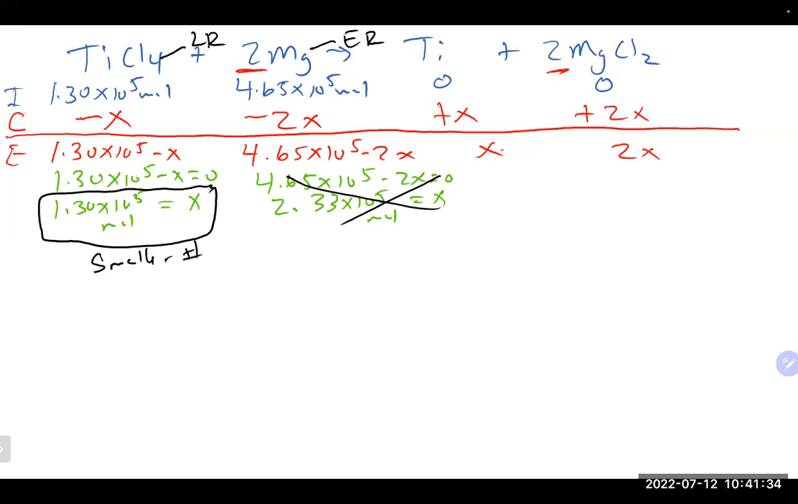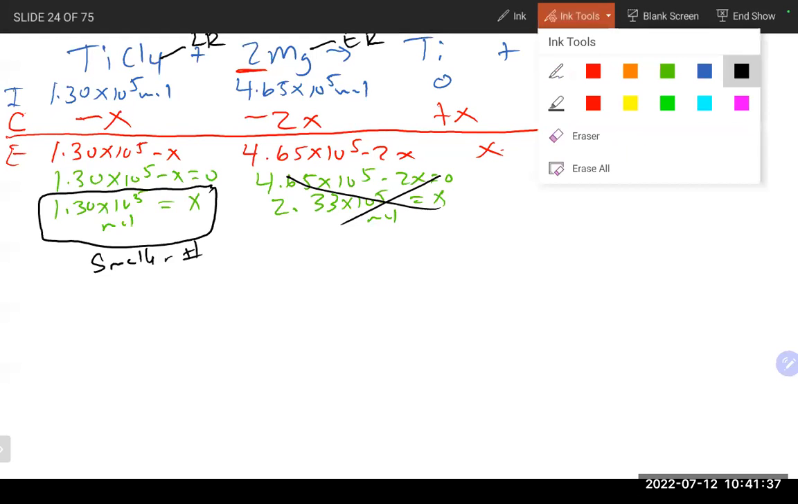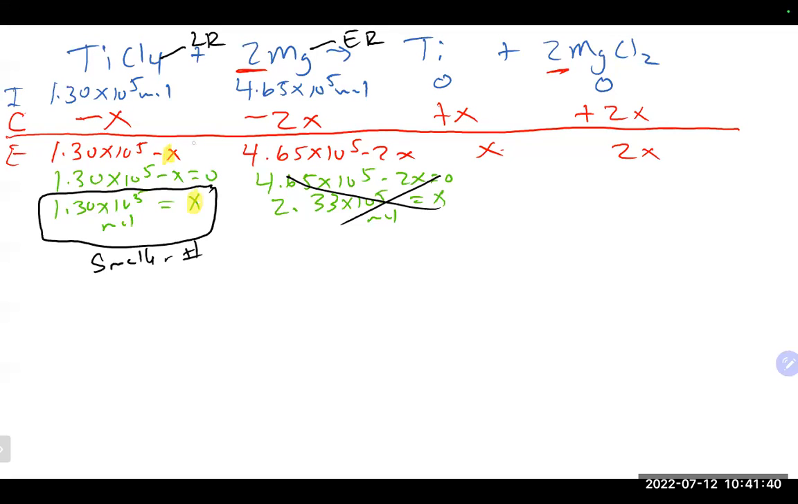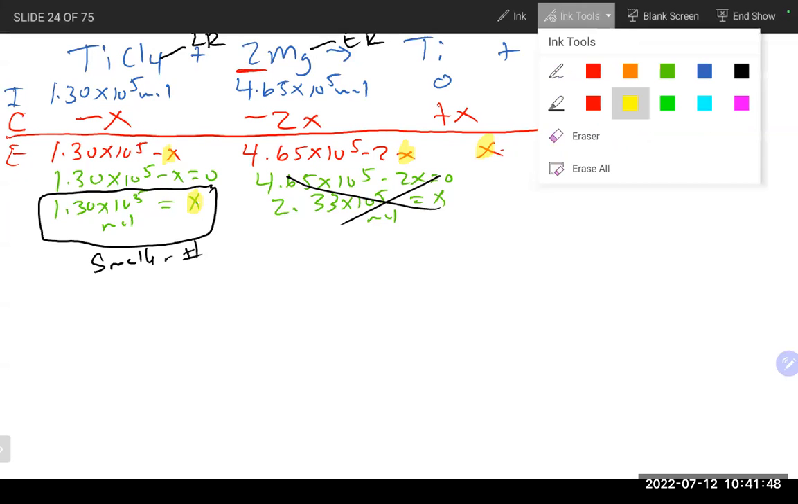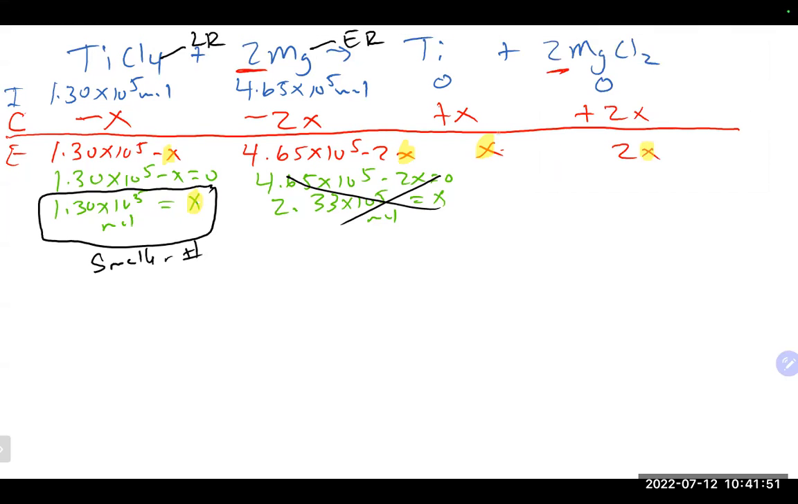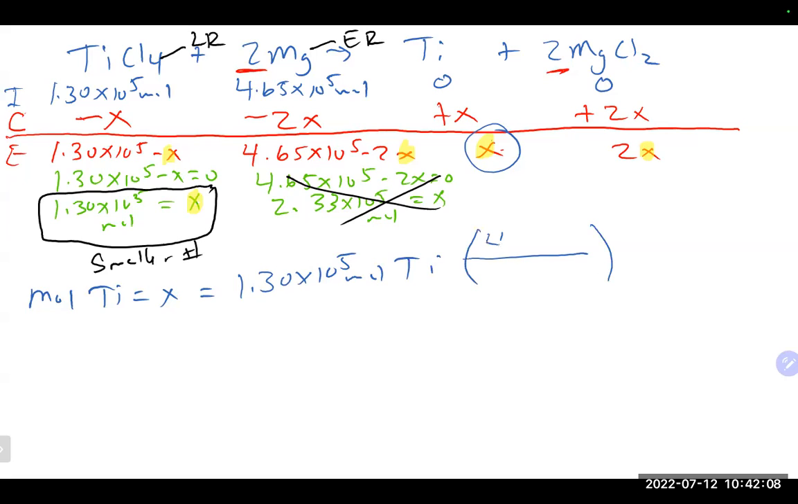And as we've been talking about, once we have that X value, that X value right there is every single X value in this table. In this particular case, we are interested in Ti, I believe. So from the table, the moles of Ti is equal to X, which is 1.3 times 10 to the 5th moles of Ti, which we could use the periodic table to get our grams, which would be 47.88 grams per mole. That is the molar mass from the periodic table.